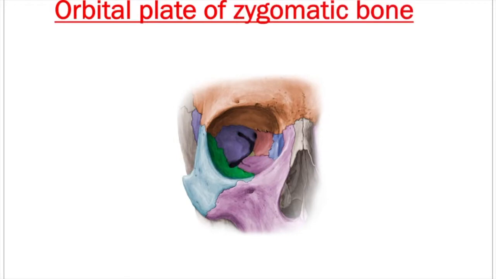You are watching here the bones forming it; green color you have been shown. This is the maxilla bone, so you call it the orbital plate of the maxilla. It is the orbital plate of maxilla which is being formed here. And the lateral part of this will be formed by the orbital plate of the zygomatic bone.